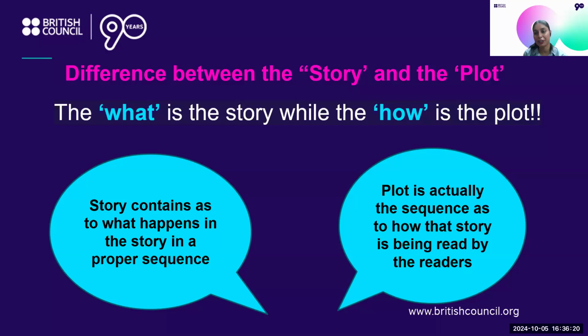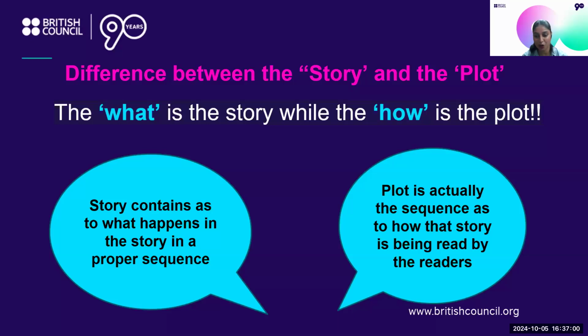But if I pick up one particular incident, for example, that she is invited to a ball and she meets the prince there, and I begin the story from that particular part. That is my plot. Plot is nothing but how I am probably presenting the story to the readers. So this is something that we need to be careful about. Using both the words synonymously will not work. Story means what happens in the story in a particular sequence, but plot is the sequence of how that particular story is being presented to the audience. So I hope now we'll try to use these words correctly in a proper way.